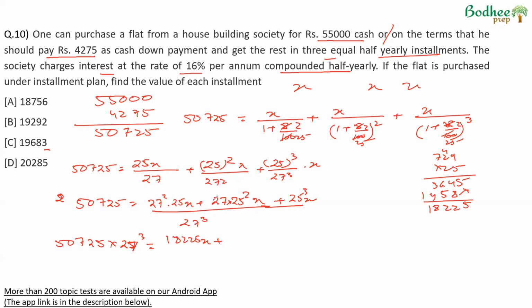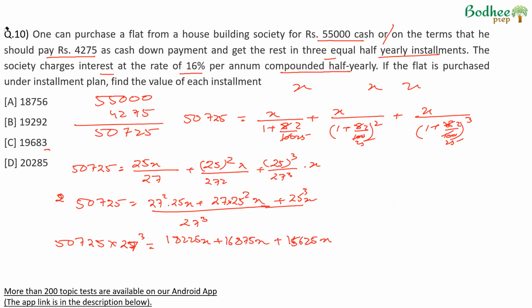Now 25 square is 625 into 27. 625 into 27 will come out to 16875. So 16875x plus 25 cube. 25 cube I know is 15625x. Now, if we add these three, I'm just removing some of the calculations.